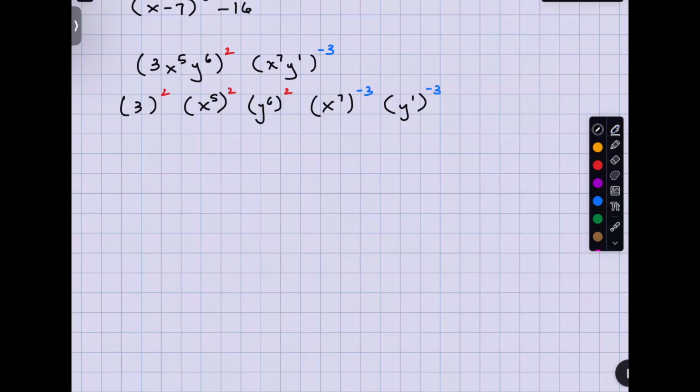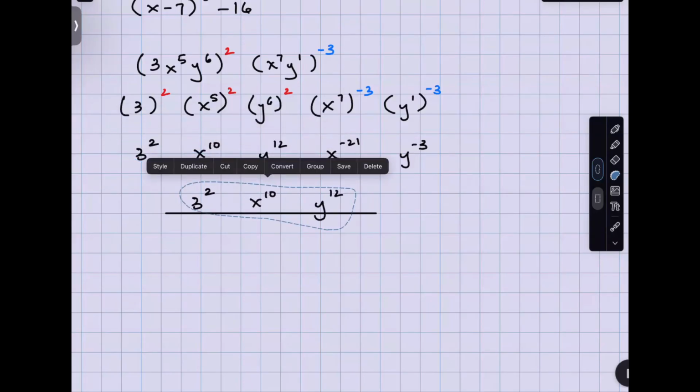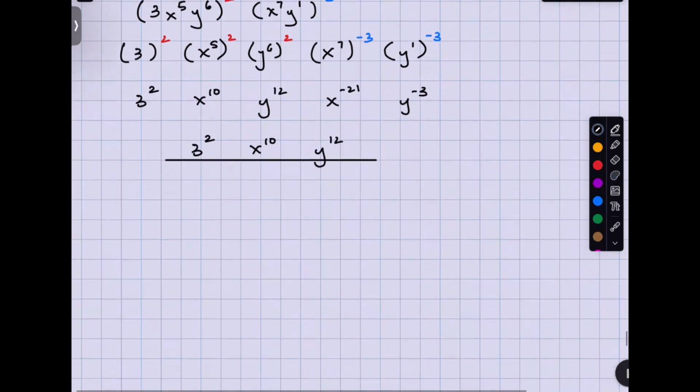So you did that. Then you start asking yourself, what likes being on top? What likes being on bottom? Everything there likes being on top, right? The x to the negative 21st doesn't like being on top, so you bring it to the bottom. The y to the negative 3 doesn't like being on the top, so you bring it to the bottom, right? So you got to there. Okay. So, go ahead.